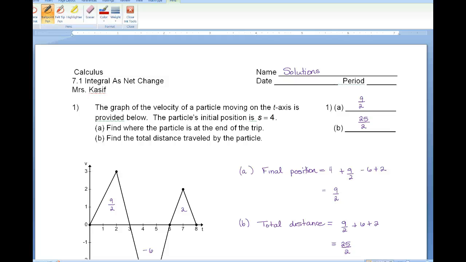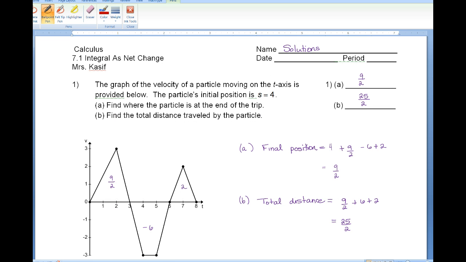So. We got it, right? On a test, does anyone ever? All right, guys, so graph of velocity. That's such a good idea.